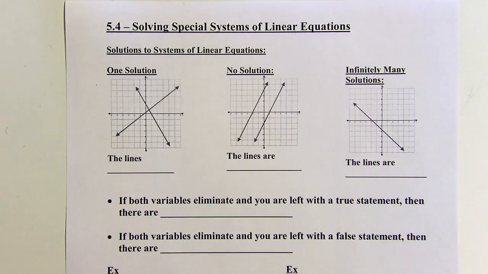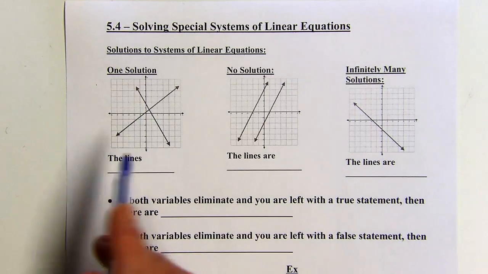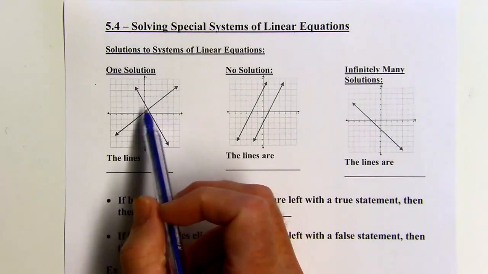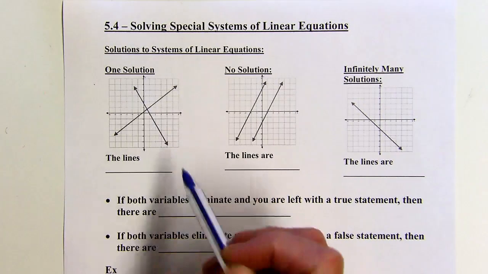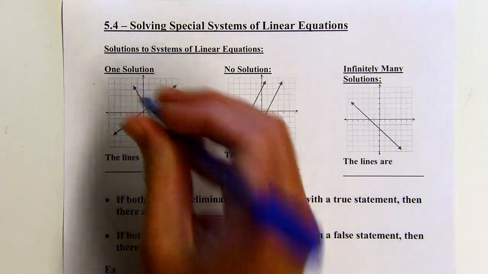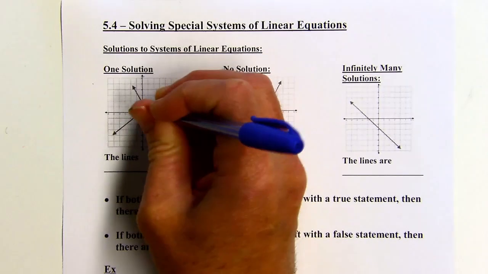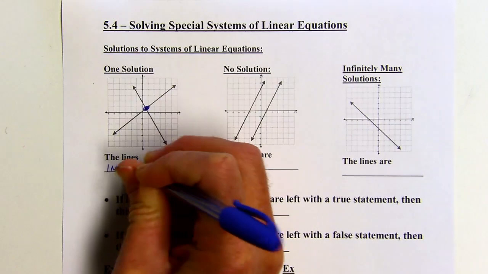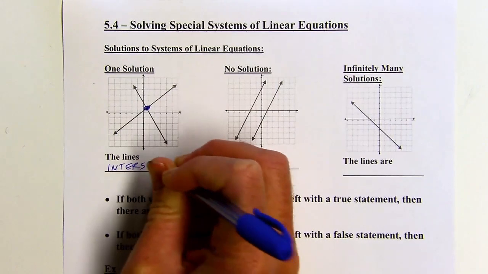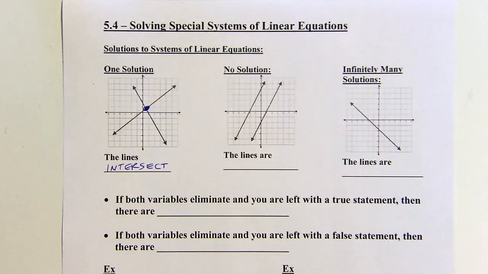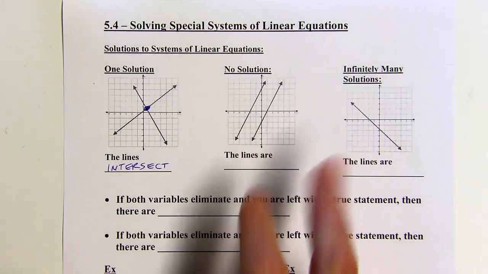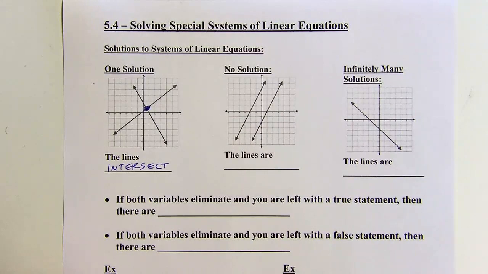5.4, solving special systems of linear equations. Okay, so the systems we've looked at so far in the previous sections all have one solution. So if you were to graph the lines that are associated with the equations, they intersect in one place, and so the lines intersect. And the xy pair at the intersection would be the solution to the system. But it's possible to have one of these other two scenarios, and these are our special systems.